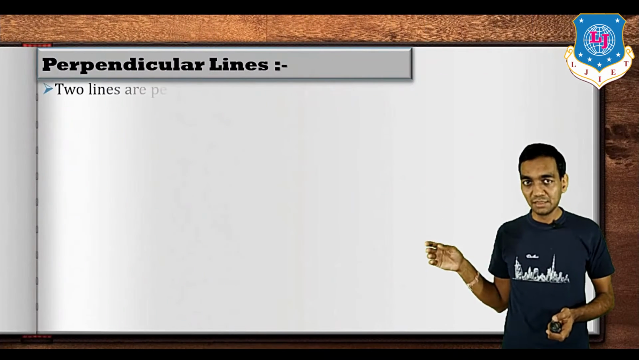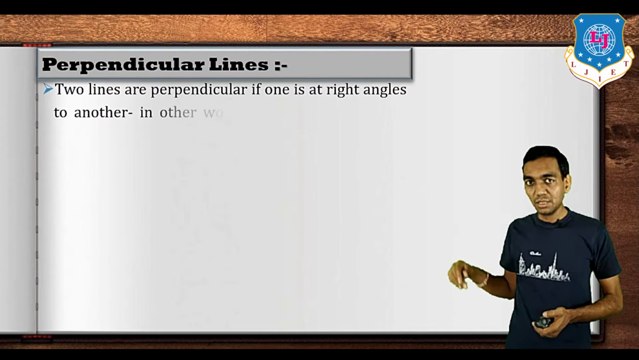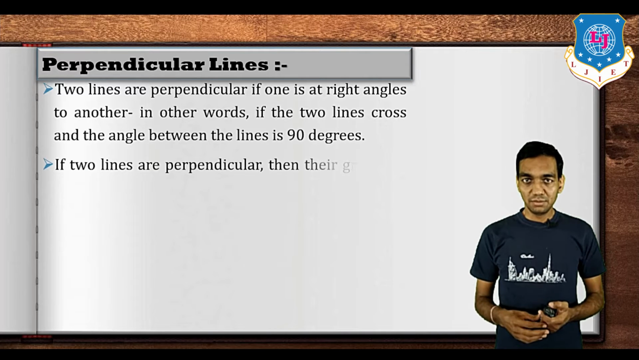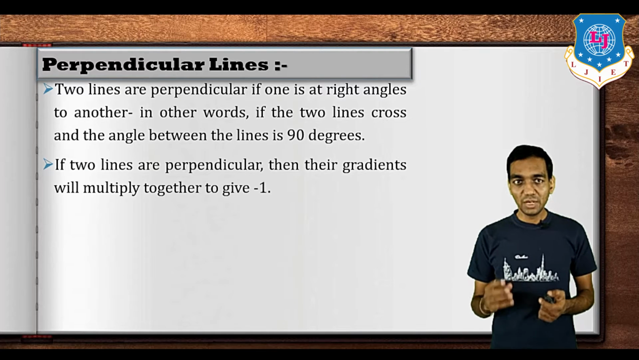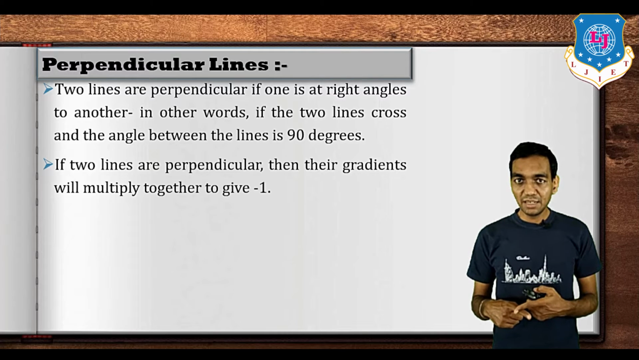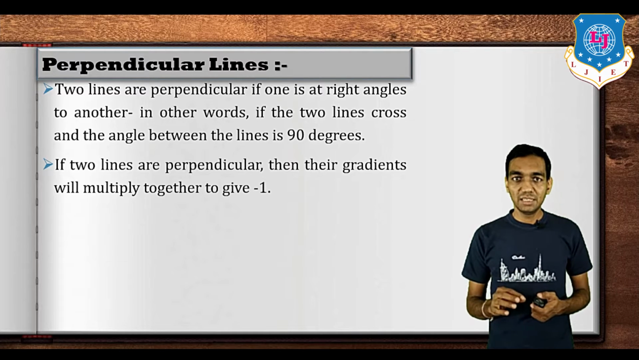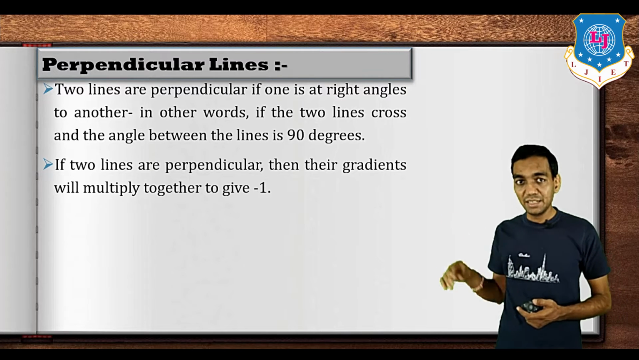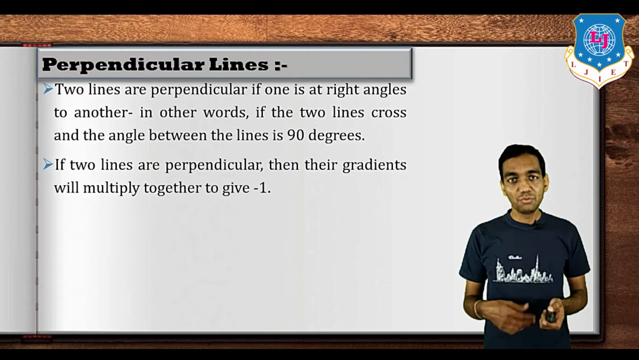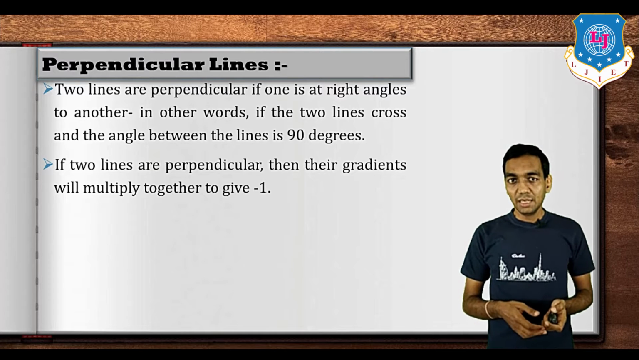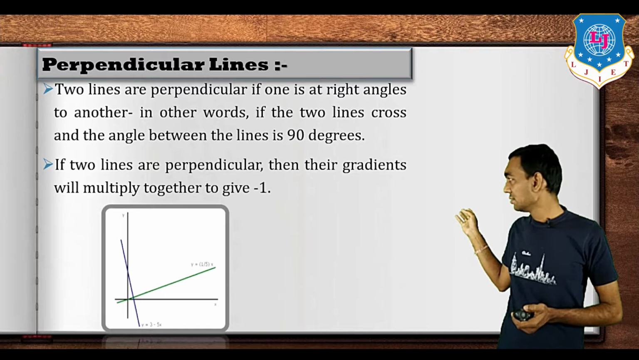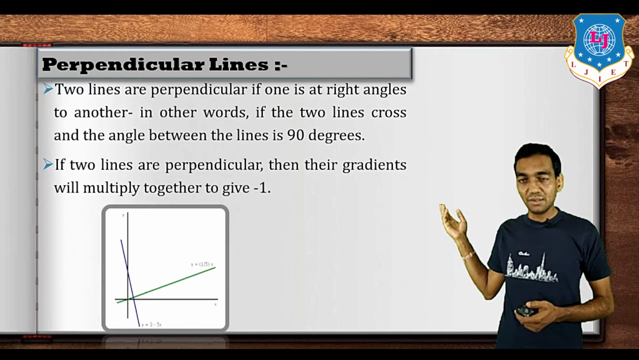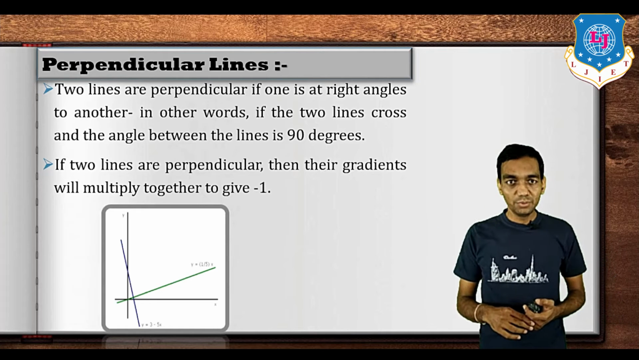Now, perpendicular lines. Two lines are perpendicular if one is at a right angle to the other. That means if two lines intersect each other at 90 degrees, then we say that the two lines are perpendicular. If two lines are perpendicular, then the product of their gradients gives you the answer -1. Here in the figure we have taken two lines: y = 2 minus 5x, and the second one is y = 1 by 5 times x.